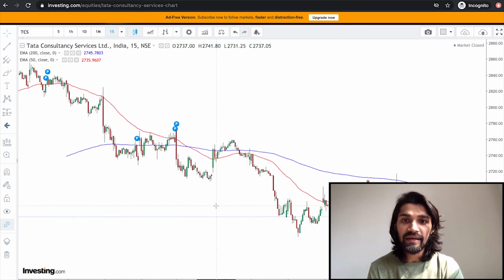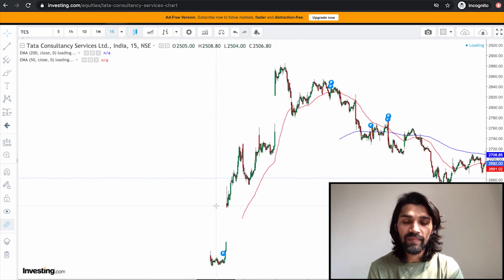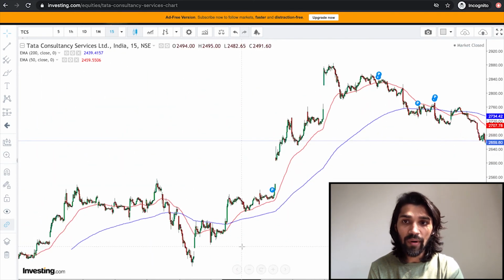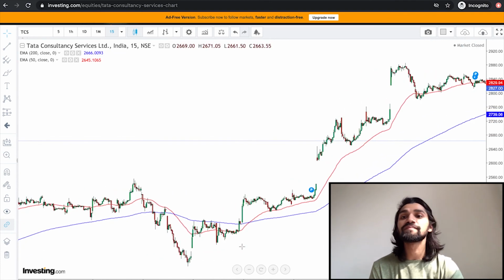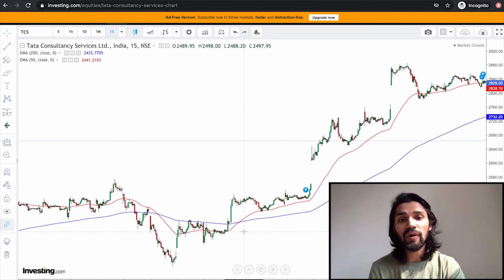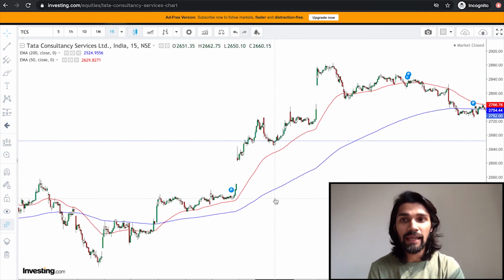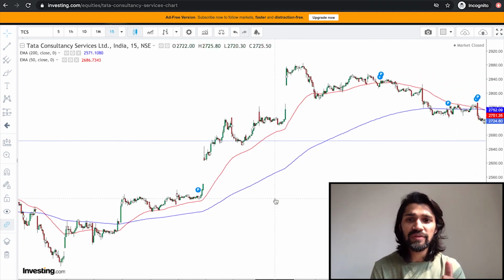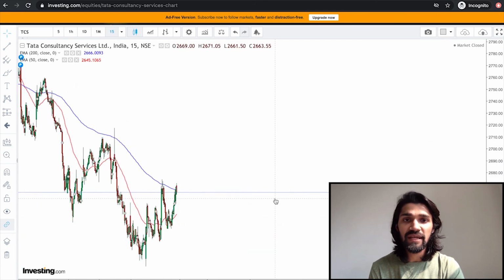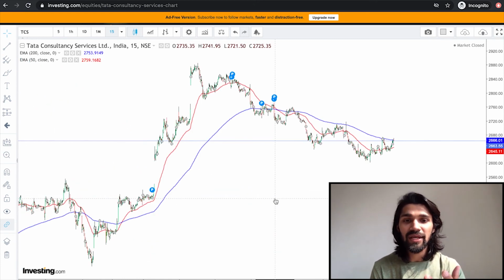Right? And if you see at this point, if the 50 EMA crosses the 200 EMA on the upper side, then this means that the prices would be going up for a while now. So you can use these, a combination of 50 EMA and 200 EMA, to take your trades too.